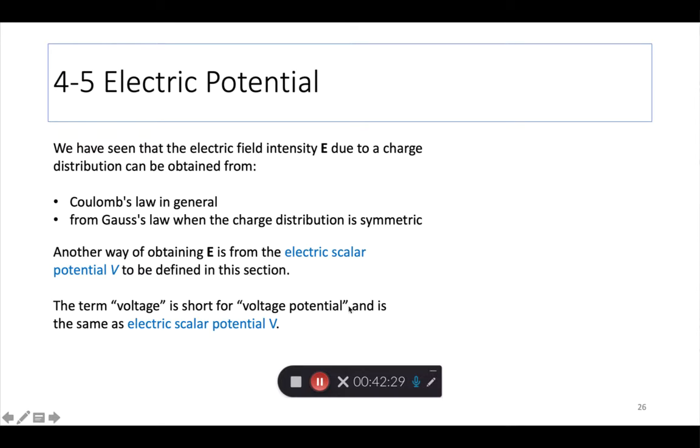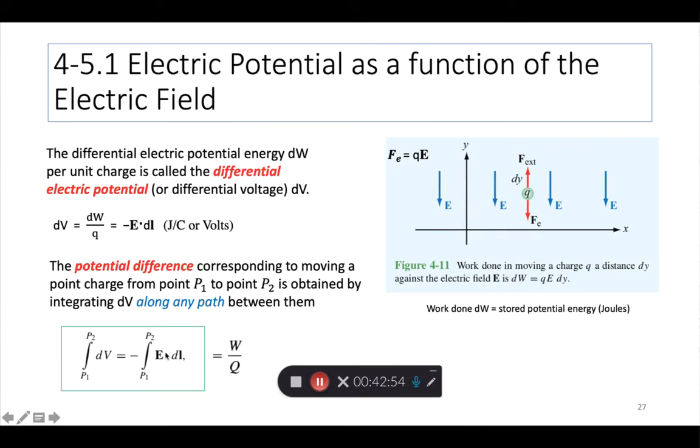Okay. So we have seen that electric field intensity can be obtained from Coulomb's law, from Gauss's law. Another way of obtaining E is from the electric scalar potential V, to be defined in this section. The term voltage is often used. It's just short for voltage potential, and it's really the same as the electric scalar potential V that we are going to talk about here.